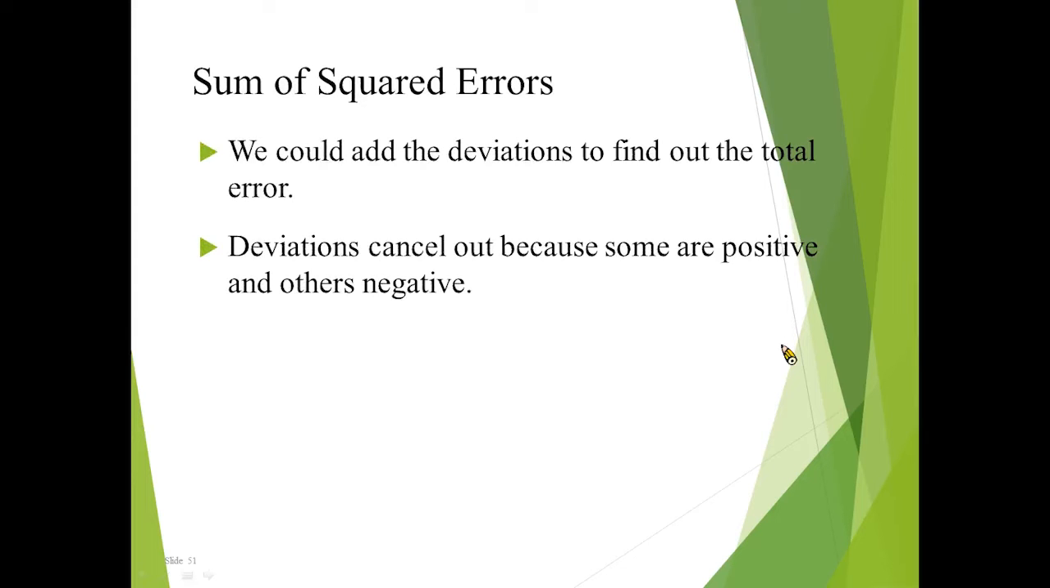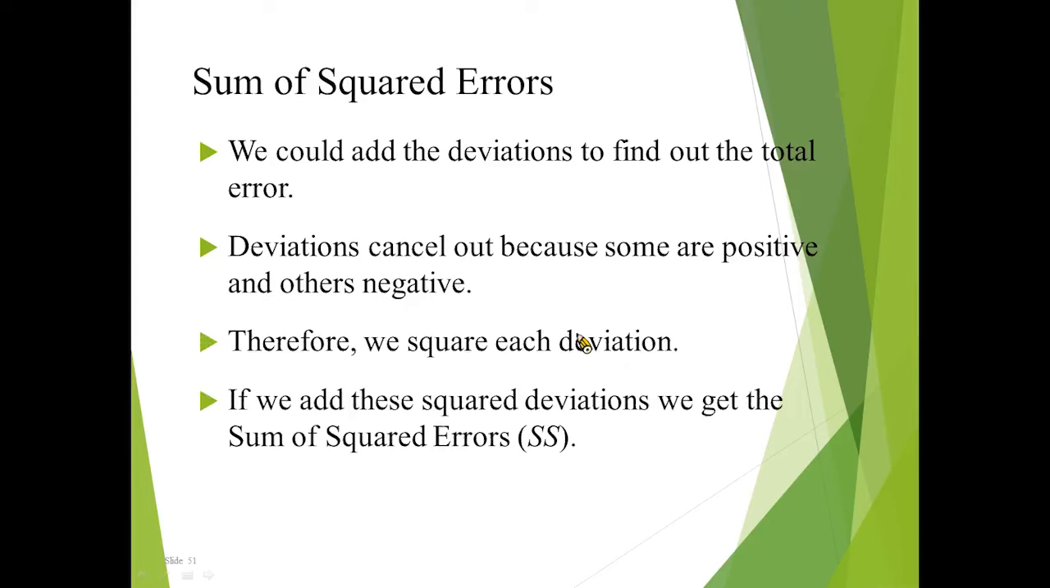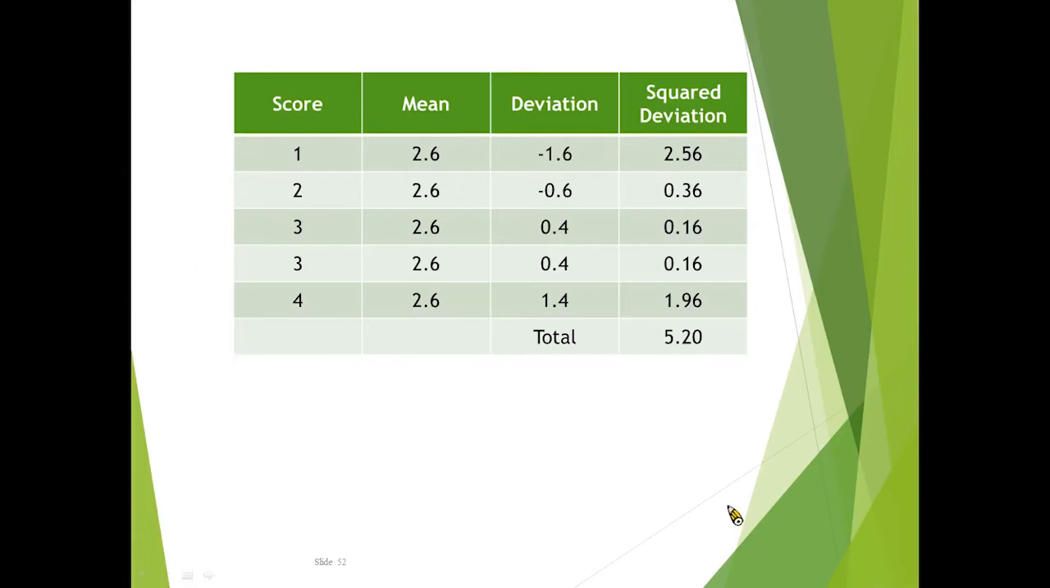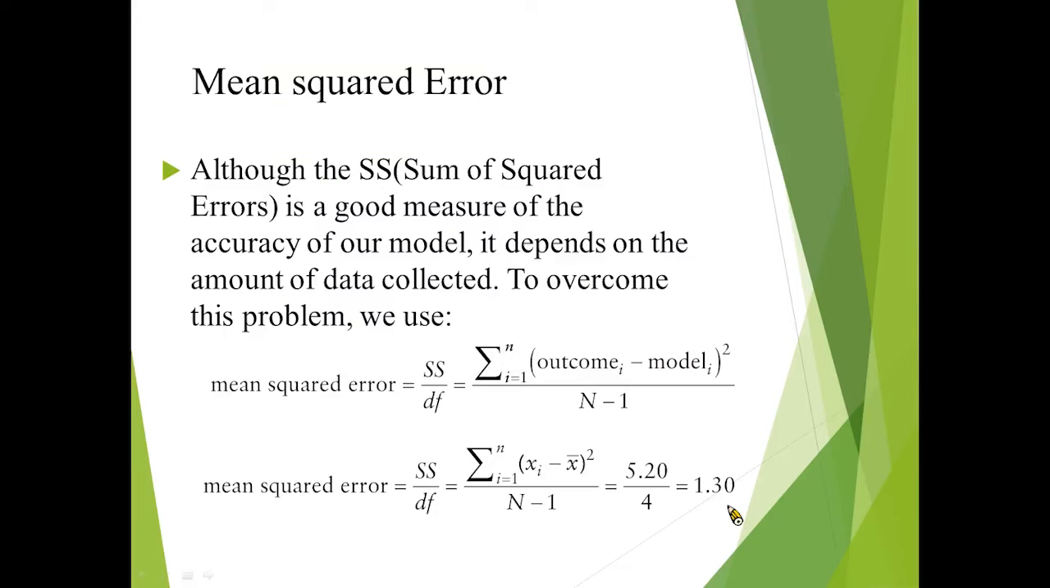And the sum of score errors. So we can see the total error. Deviations can cancel out because some are positive and others negative. This is what we call the sum of squared errors, and the mean squared error. The sum of squares is a good measure of the accuracy of our model, but it depends on the amount of data collected. To overcome the problem, we use the mean squared error.